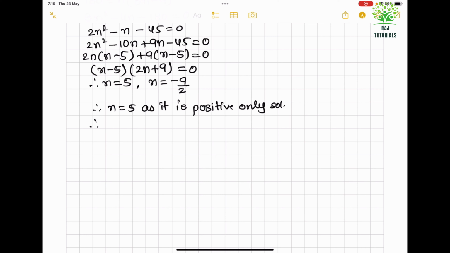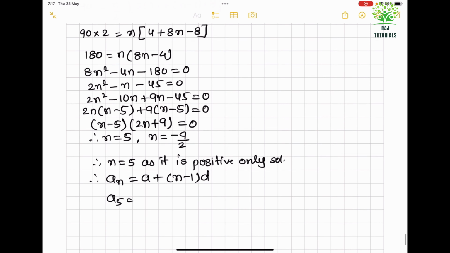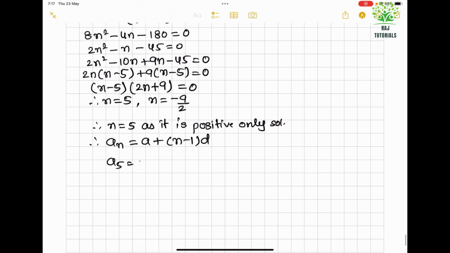Now we have to find an. An will be a plus n minus 1 d. So a5 will be a, so a was 2 plus 5 minus 1 into d was 8. So 2 plus 32, 34. a5 equal to 34.